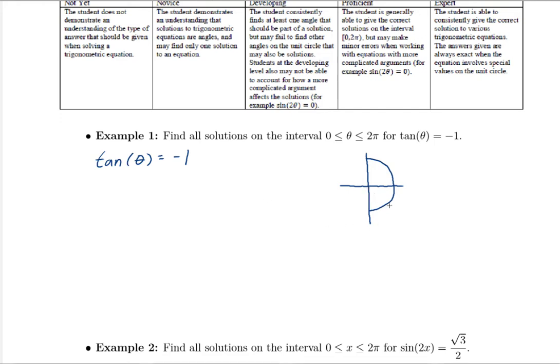So that's going to happen right here at -pi/4. All right, so I can say that theta is equal to -pi/4. Okay, but then let's think about where else on the unit circle could that happen? Well, directly across, the sine and the cosine are opposites as well, over here at 3pi/4.